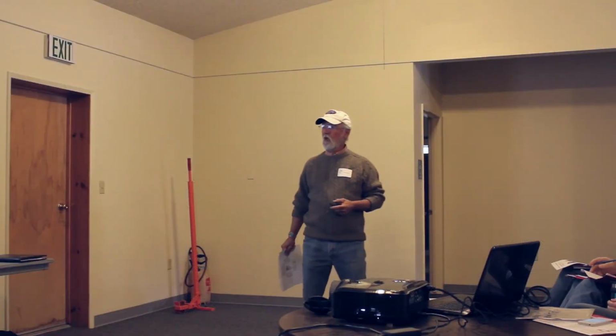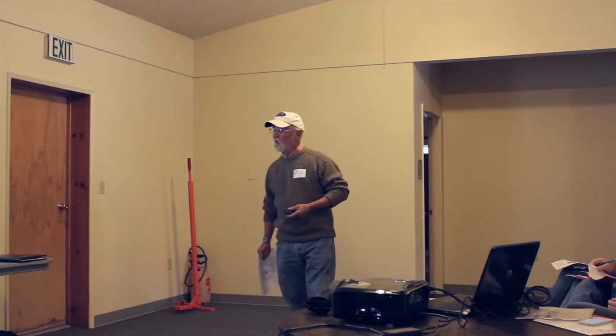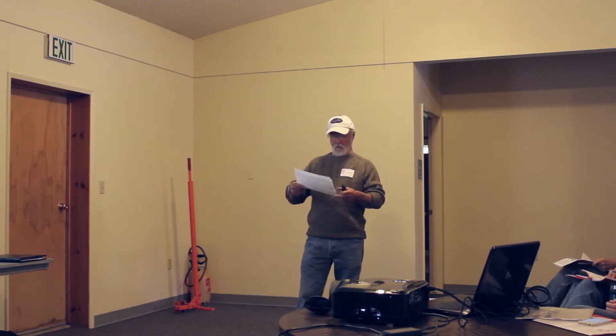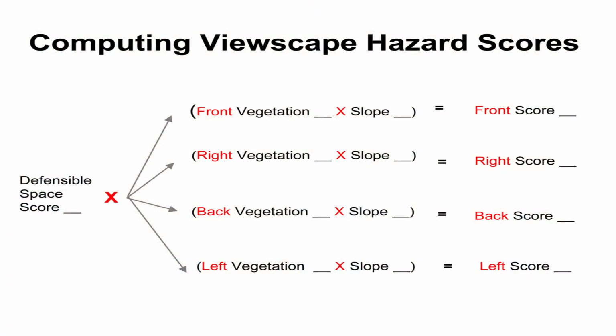Oh, there's my form. I should have started at the end and worked back. Okay, so there's the form. There's your score sheet. My defensible space score over on the left, I gave myself a 2 because I'm in the middle of a slope ridge line, and then I filled all these out.